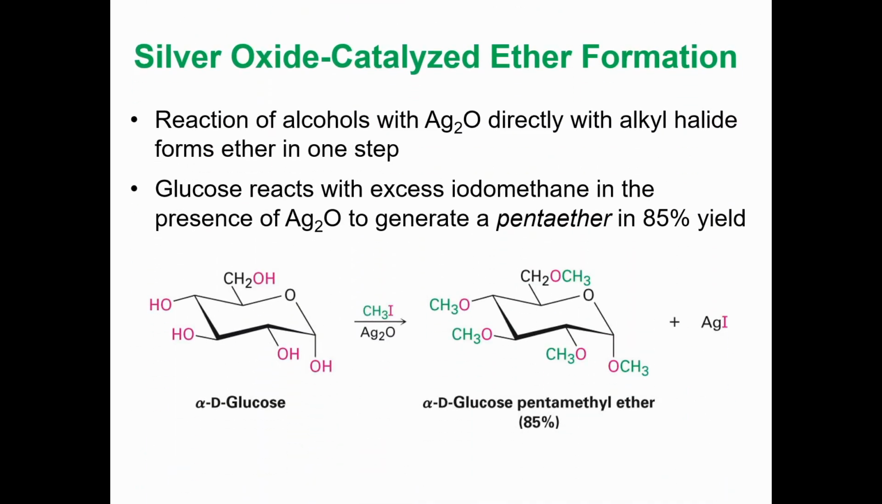We can also use the silver oxide catalyzed method to prepare ether. This is reaction of an alcohol with an alkyl halide. Silver oxide is going to be the reagent for this synthesis. So we have dehydration of alcohol, we have Williamson synthesis, we have alkoxymercuration-demercuration, and we have silver oxide catalyzed ether synthesis.